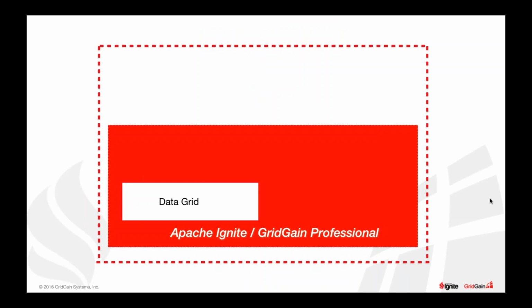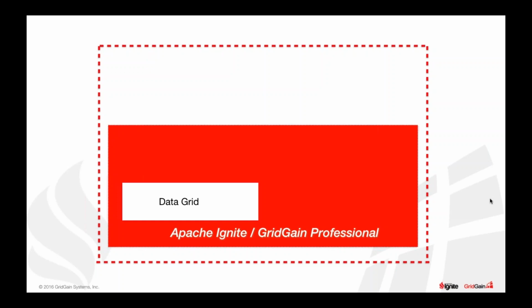So how do Apache Ignite and GridGain work together? How are the different versions? So first off, Apache Ignite is the open source project. GridGain Professional is the Apache Ignite project, but hardened and gone through more rigorous QA, and also available for support and services from GridGain.